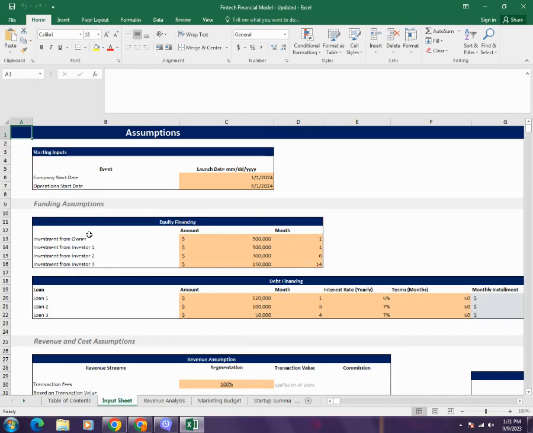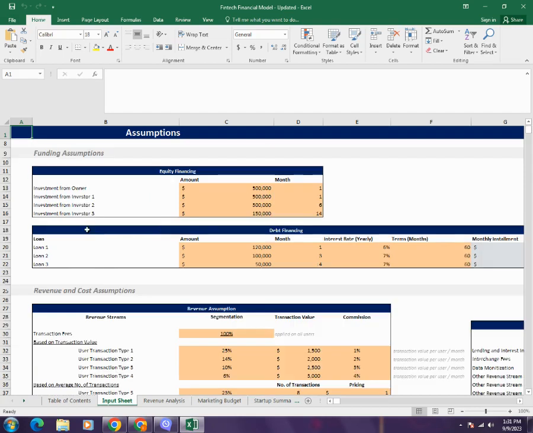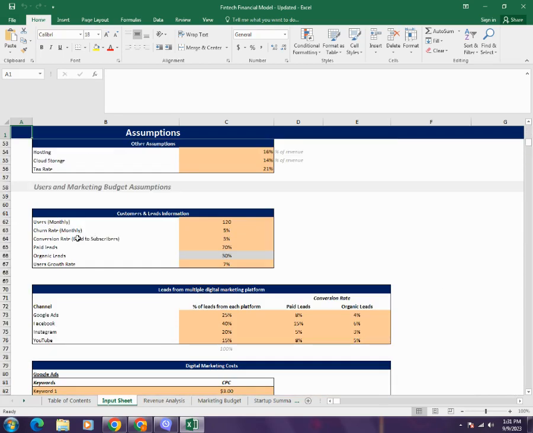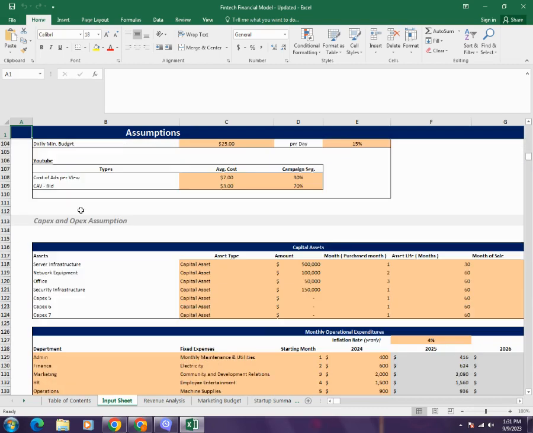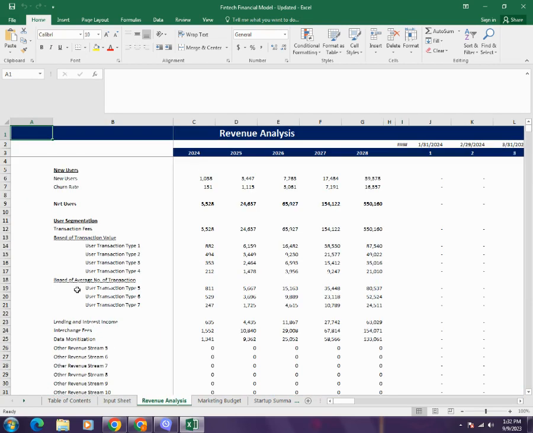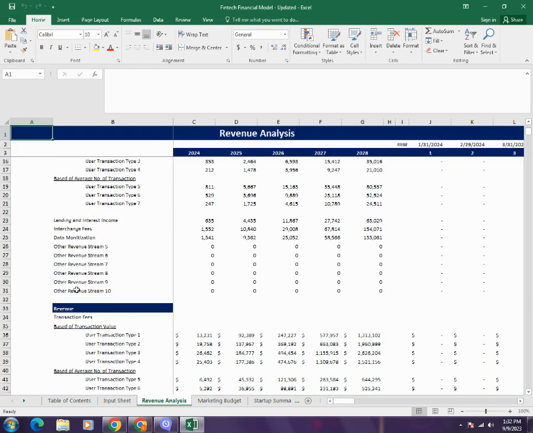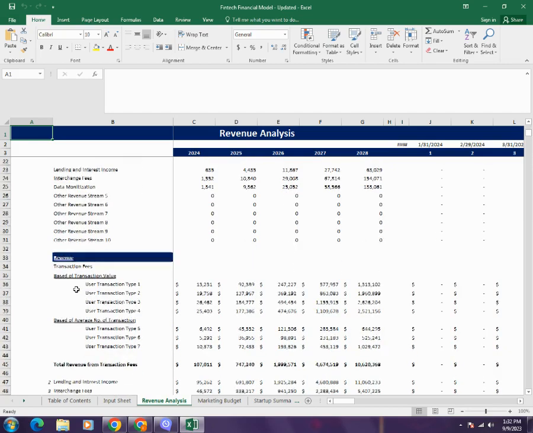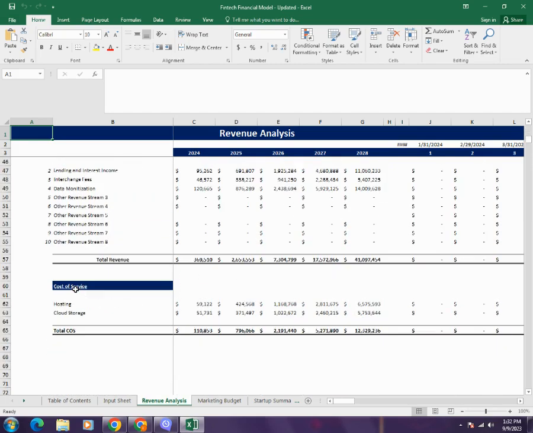Coming towards the input sheet, it includes the funding assumptions, revenue and cost assumptions, as well as the customer users and marketing budget assumptions, and capex and opex, and working capital assumptions. Coming towards the revenue analysis sheet, it finds the total revenue that the company will be earning in the next 5 years, based on the assumptions, as well as its cost.